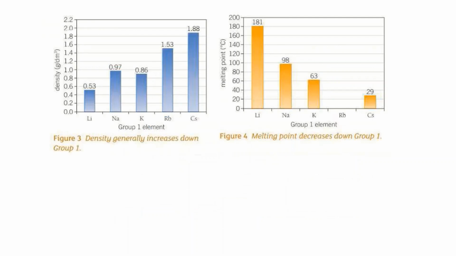The general trend for group 1 metals is that the density will increase, apart from potassium. After sodium, potassium goes down and then it goes back up again for rubidium. For the melting point, the general trend is that it will decrease down the group for alkali metals.